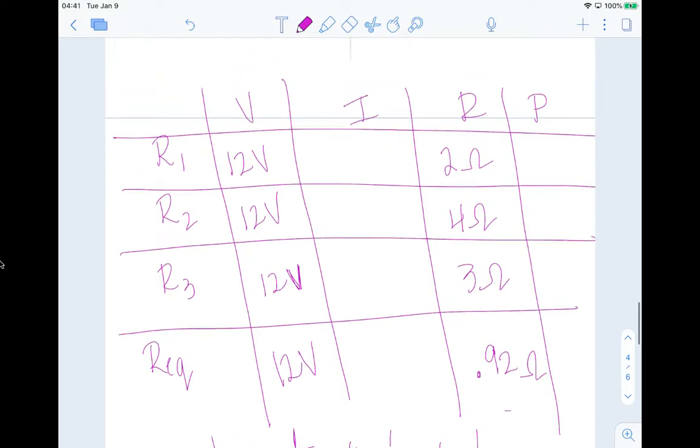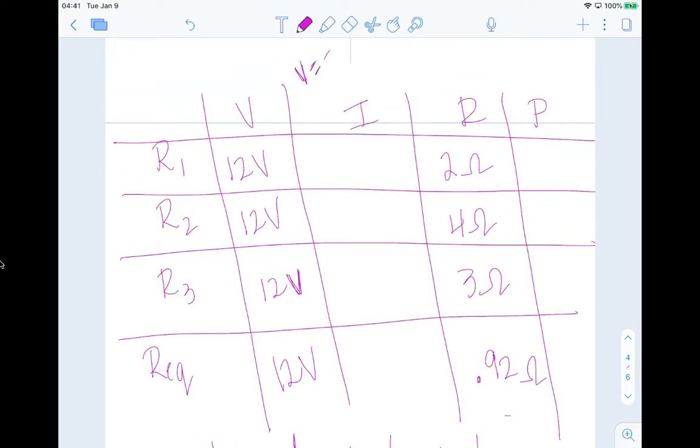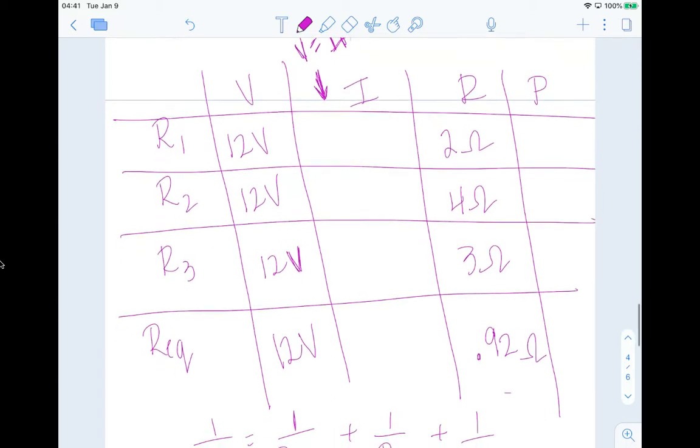So if we run down this column right over here, we're going to use V equals IR. And like I said, I'm going to go through this a little bit quicker because we should at this point know how we're doing the math, right? So V equals IR, we should get 6 amps for R1, 3 amps for R2, 4 amps for R3, and then 12 divided by 0.92, we should end up with around 13.04 amperes. If you go through and add up all of your individual currents, you would have ended up with 13. So remember, we're rounding, so that's fine.